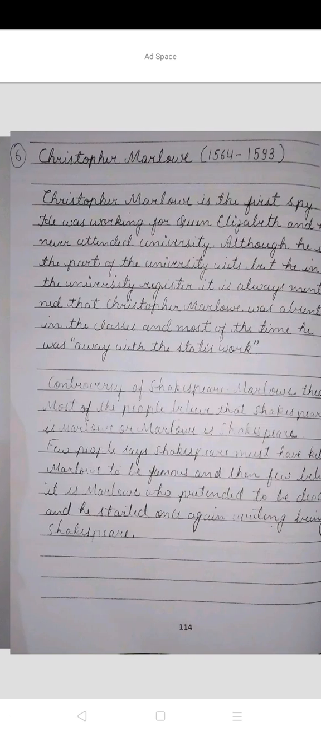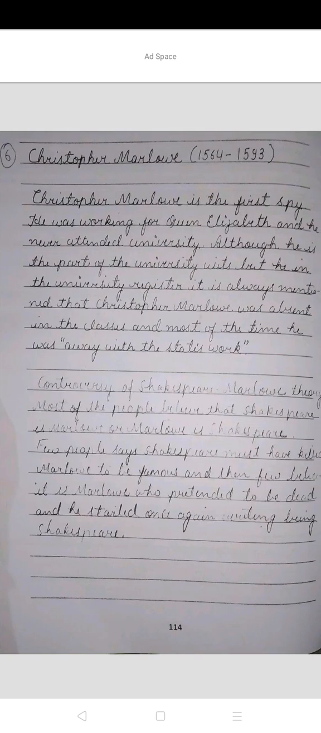The next and most important University Wit is Christopher Marlowe, whose time is 1564 to 1593. Christopher Marlowe is the first spy. He was working for Queen Elizabeth and he never attended university, although he is part of the University Wits. In the university register, it is always mentioned that Christopher Marlowe was absent from the classes and most of the time he was away with state work.